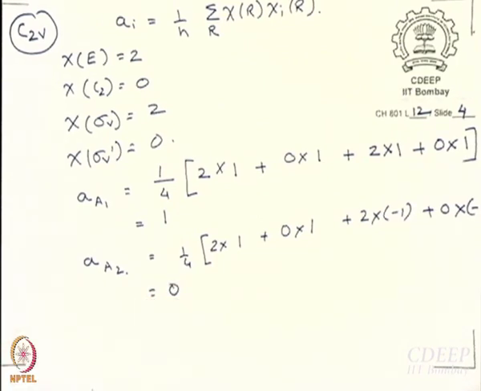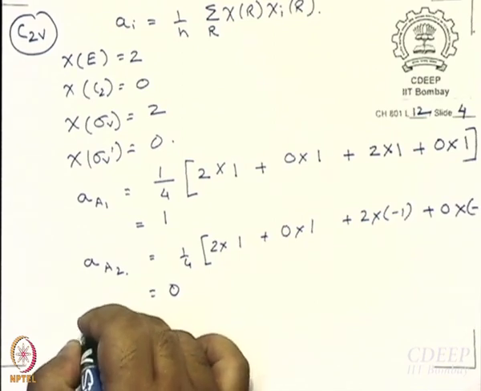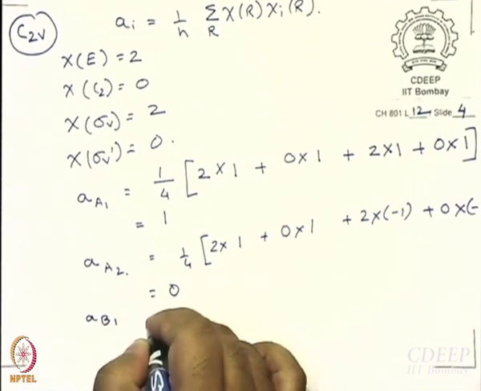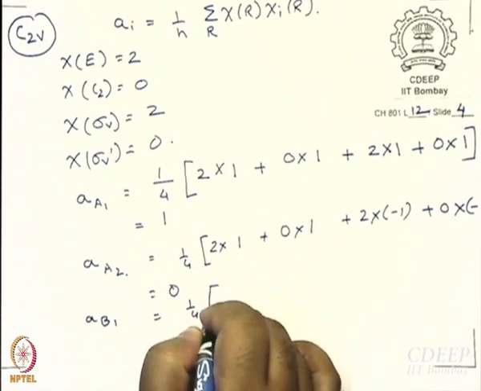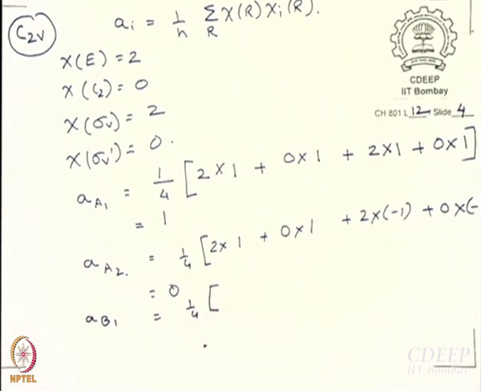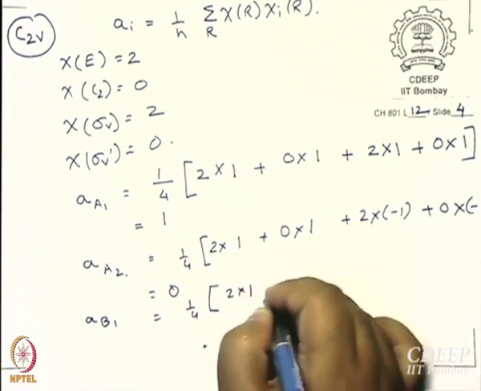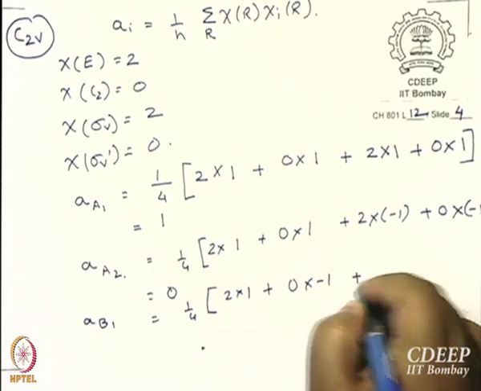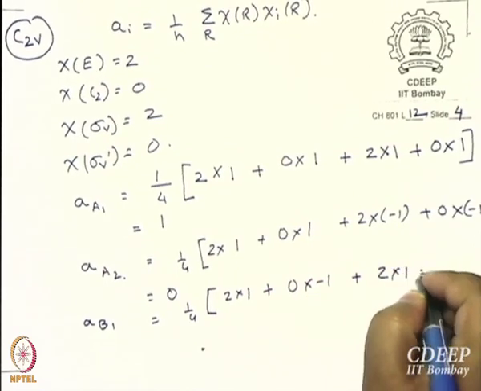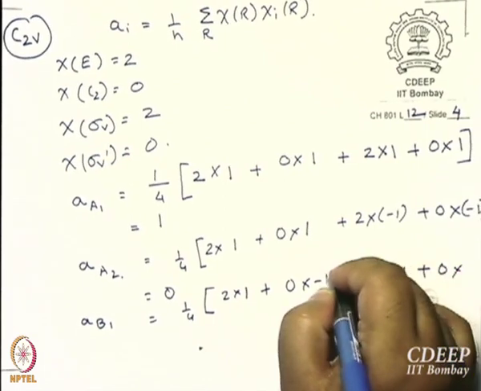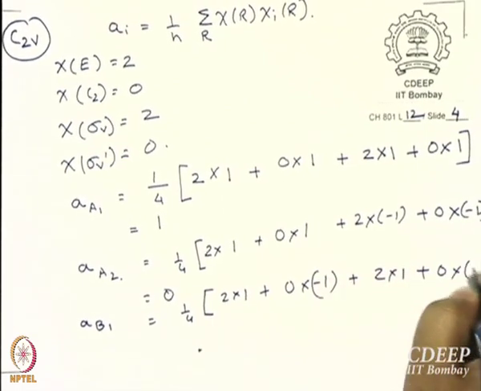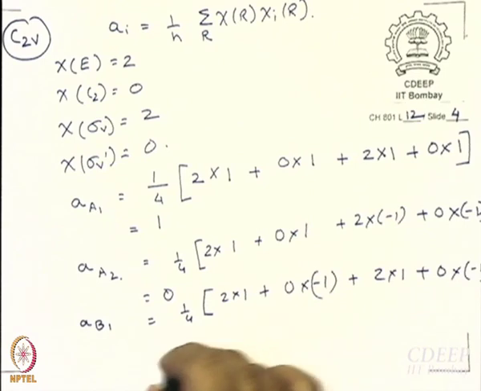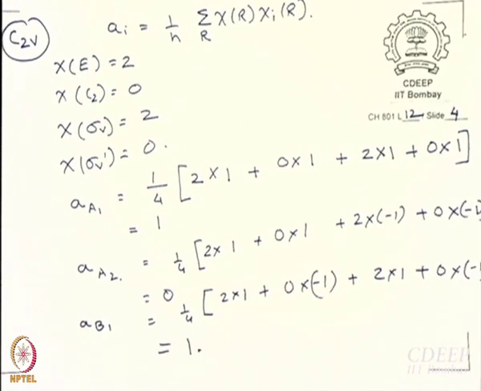Okay. B1, even if I don't show you, you should be able to tell me. 1/4. What is it? 1 minus 1, 1 minus 1. Very good. So 2 multiplied by 1 plus 0 multiplied by minus 1 plus 2 multiplied by 1 plus 0 multiplied by minus 1 is equal to 1.